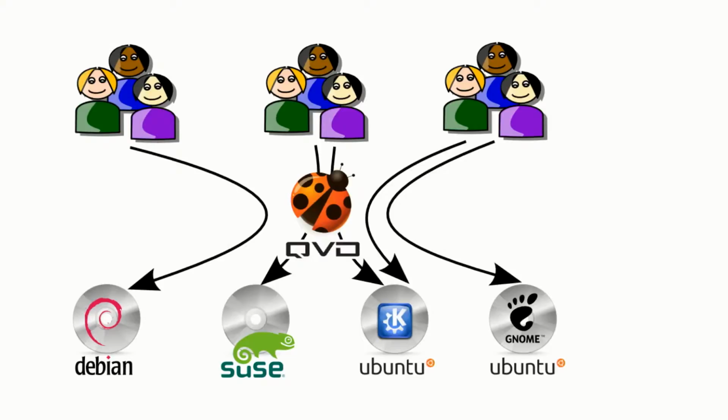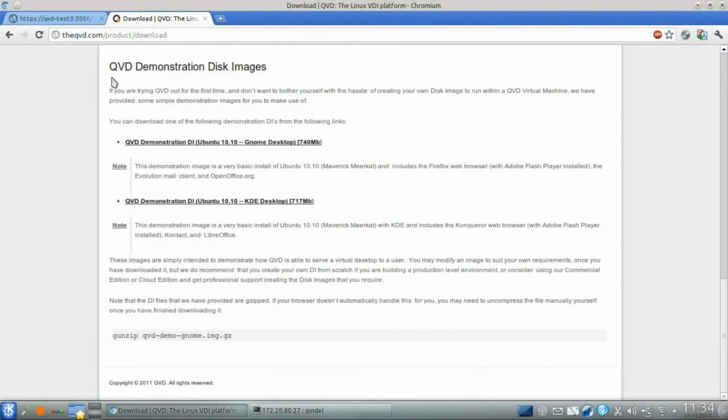While you can make your own disk image, for demonstration purposes, it usually makes a bit more sense to download a pre-built disk image from the Downloads page on the QVD website. Simply pick the image that you would prefer to serve your users and download it. Let's go back to our installation and see how it's doing.